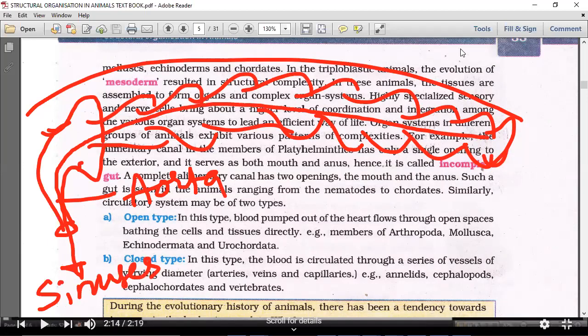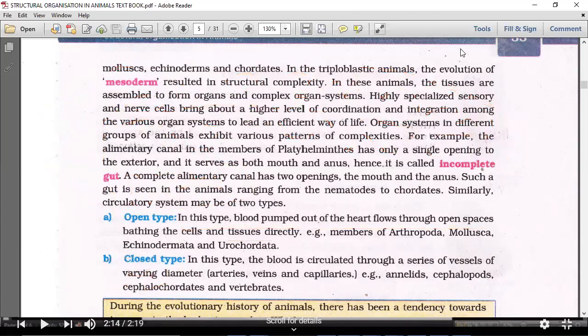So no capillarization. Let me read that in this type, the blood pumped out of the heart flows through open spaces, the sinuses, bathing the cells and tissues directly. We say open type of circulation. Blood vessel is present, but capillaries are absent. So that is open type of circulatory system.